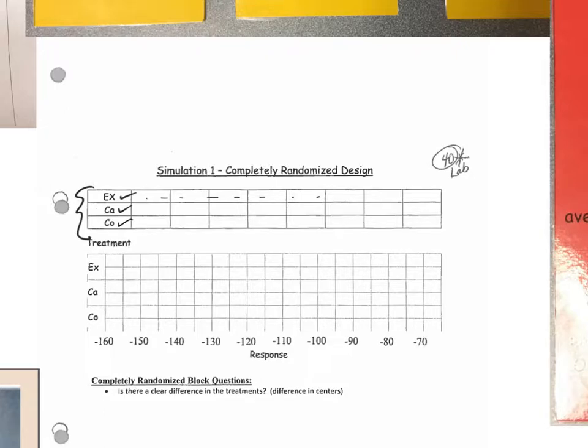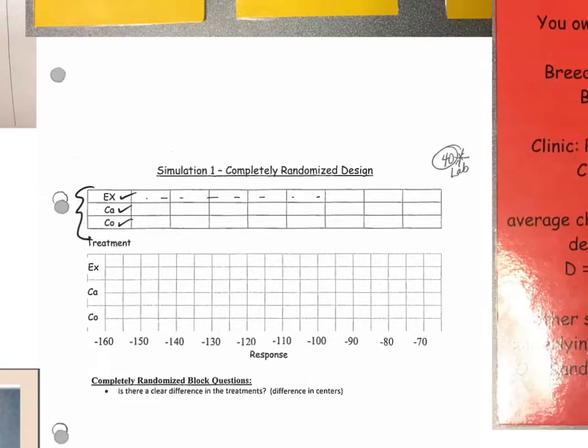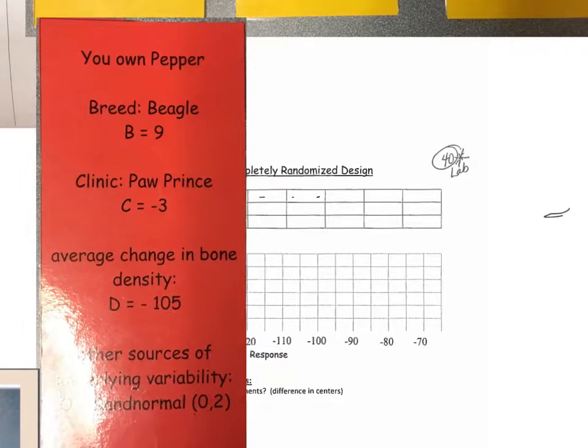So here's how this experiment works. Each student is given a card, and the cards look like this. For example, this card says you own Pepper. Pepper is your dog, and he is a Beagle. Just by virtue of being a particular breed, you've got a bone density number. And by virtue of being in a particular clinic, this one Beagles and Paw Prints, you have a clinic number. So this is a -3. Actually, this clinic doesn't help the dogs enough to reduce bone loss, so you're still going to have bone loss even if you go to that clinic.